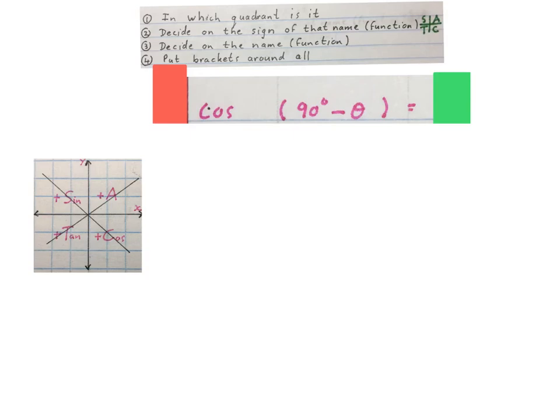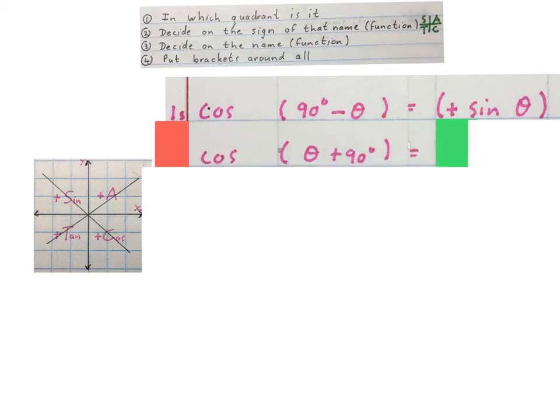Here's our first one, cos 90 degrees minus theta equals. Just going to do the first two with you. 90 degrees starts over here. That's 90 degrees minus theta. So we are in the first quadrant. Secondly, we have to decide on the sign of cos in the first quadrant. That's why that's a plus. Now we decide on the name. So this has got a 90 and a theta in here. So it's a cofunction. The name will change to the cofunction of cos, which is sine. And I put my brackets down ahead of time already.